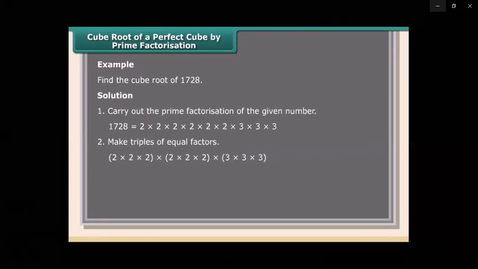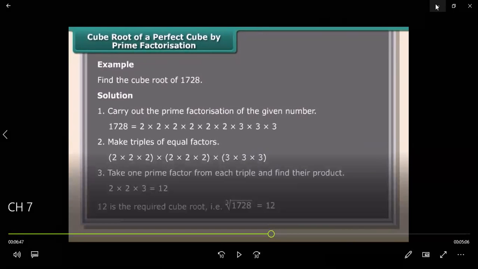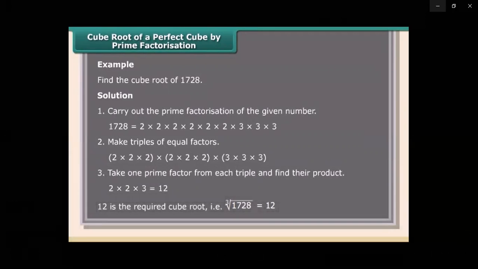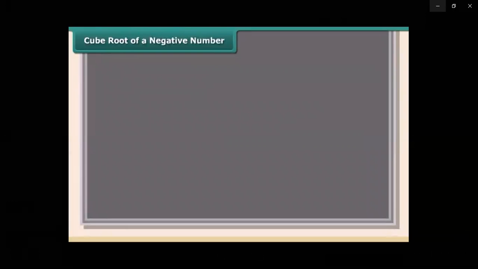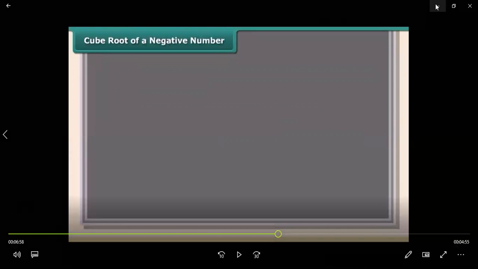So 2 into 2 into 2 in one bracket, then 2 into 2 into 2 in another bracket, then 3 into 3 into 3. The last step is to take one prime factor from each triplet and find their product, which means 2 into 2 into 3, which is equal to 12, and that's our final answer. So 12 is the cube root of 1728. So the cube root of 1728 we got as 12. In this way we have to proceed to find the cube root of any given perfect cube with the help of the prime factorization method.